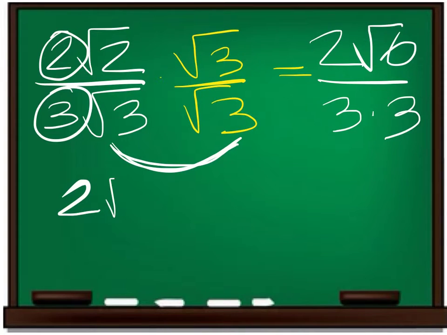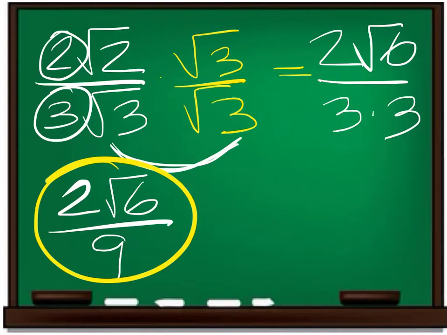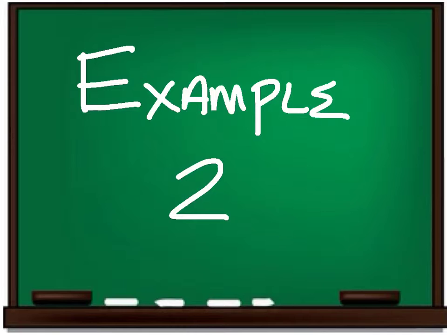The top stays the same. On the bottom, you have 9. You cannot simplify this any further, and you cannot simplify these any further. This is the final answer. Example 2.